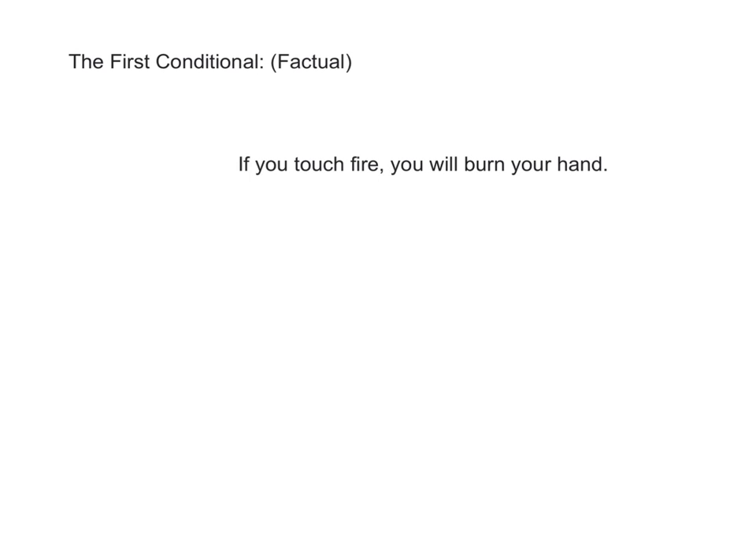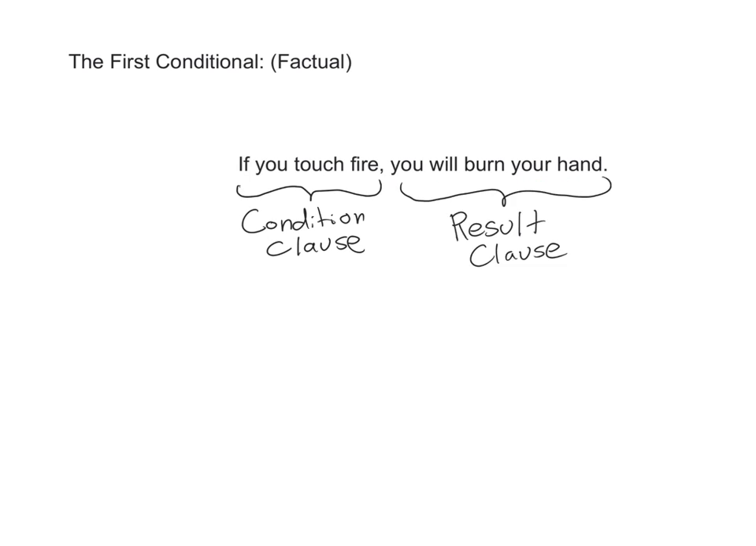Now let's take a look at this sentence. If you touch fire, that's the condition clause. You will burn your hand, that's the result clause. Now let's analyze the grammar of this sentence. First, of course, we have an if. Then we have the condition clause after the if, you touch fire. Now this is written in the present simple tense. Next, we have a comma followed by the result clause.